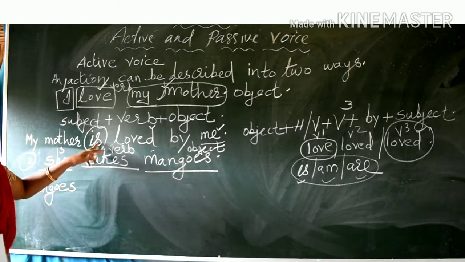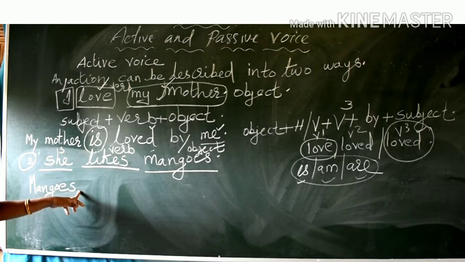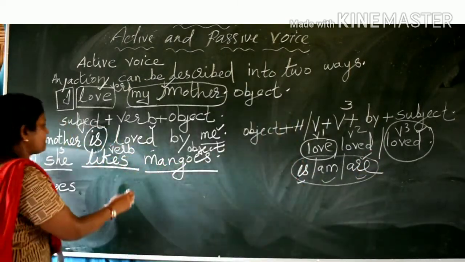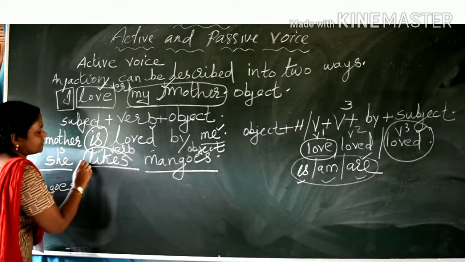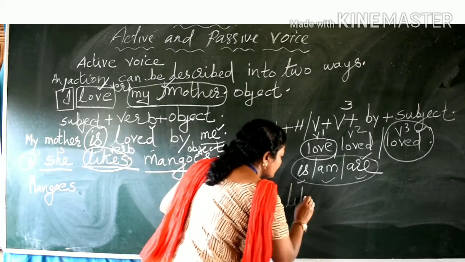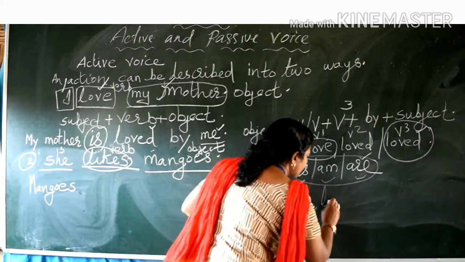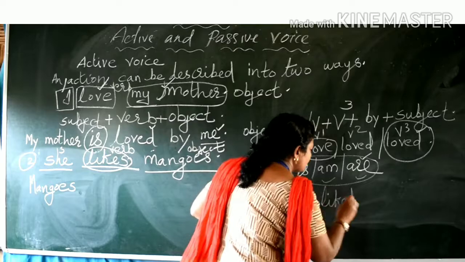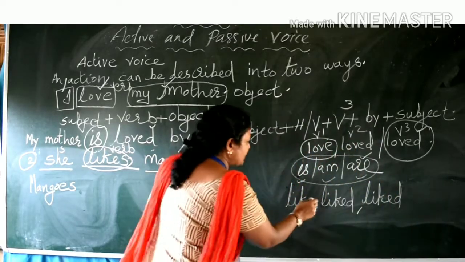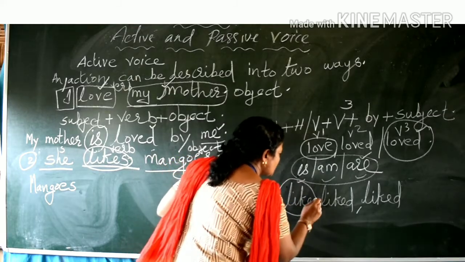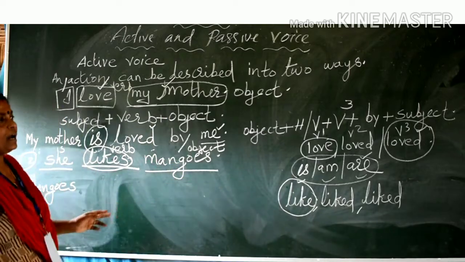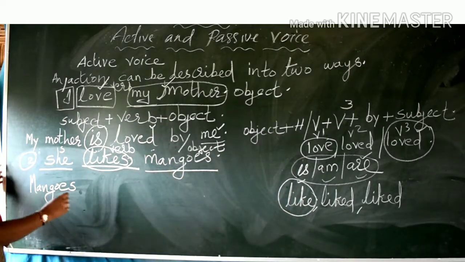Here we used "is," but here we won't use "is," we will use "are." This is also simple present tense. How will we come to know that? See the tense: like, liked. In the active voice we use the first form of the verb, "like." So surely it is in the simple present tense.